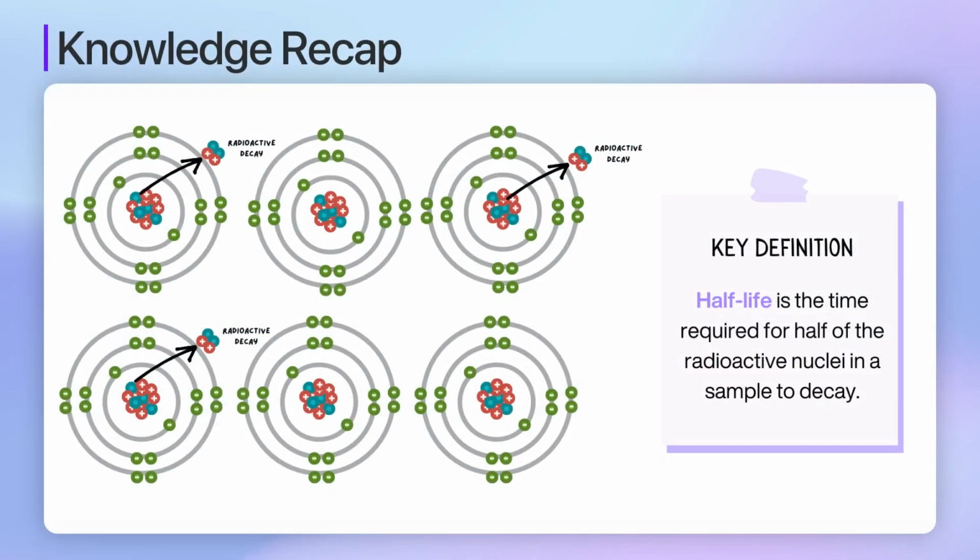To remind you, the half-life of a radioactive isotope is the time it takes for half of the radioactive nuclei in a sample to decay. This concept helps us predict how a sample of radioactive material will change over time.